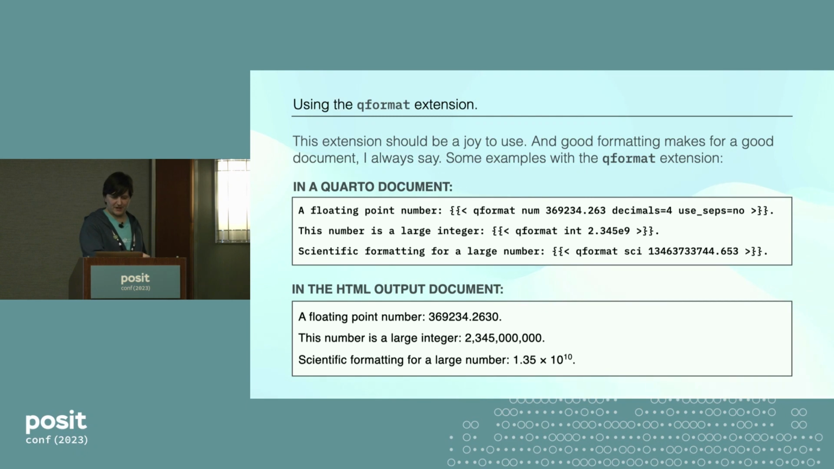Here are some examples. In this first example, a floating point number, we have the shortcode, and it starts with Q format. Then we have a sub command or a type. I'm just saying num, because I want a number in the end. We have this pretty big, complicated number with some decimal places. So I can just say decimals 4, use separators, these are the commas or the grouping separators. I'm just going to say no for this one. And in the end, at the very bottom, if you scan down, it has 4 decimal places.